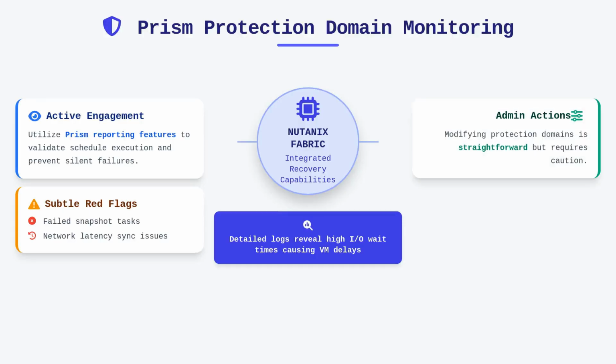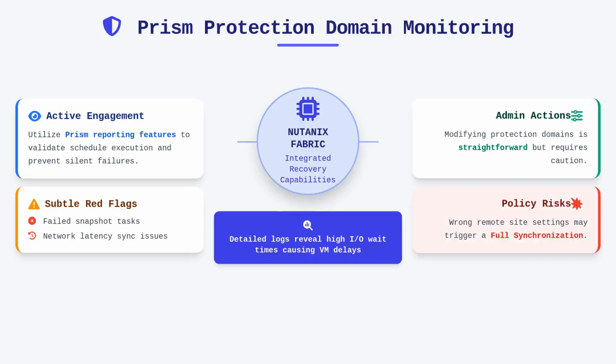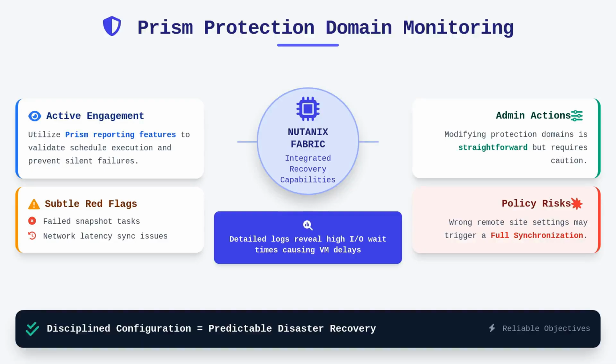Modifying a protection domain is a straightforward administrative action, but you must consider that changing a policy might affect the existing snapshot chain, potentially triggering a full synchronization if the remote site settings are altered inappropriately. Maintaining a disciplined approach to these configurations guarantees that your recovery objectives are met reliably and predictably in a disaster scenario.